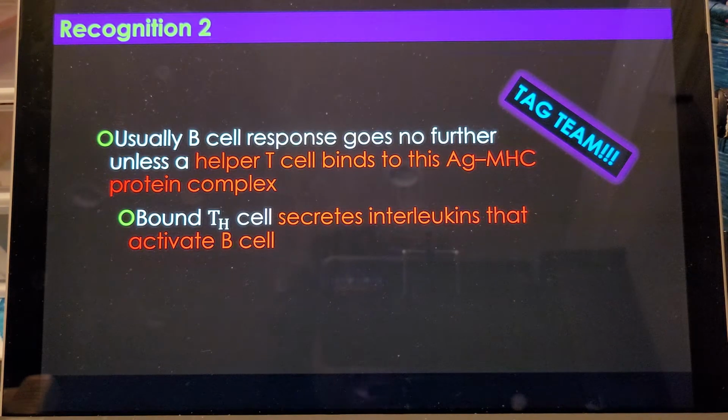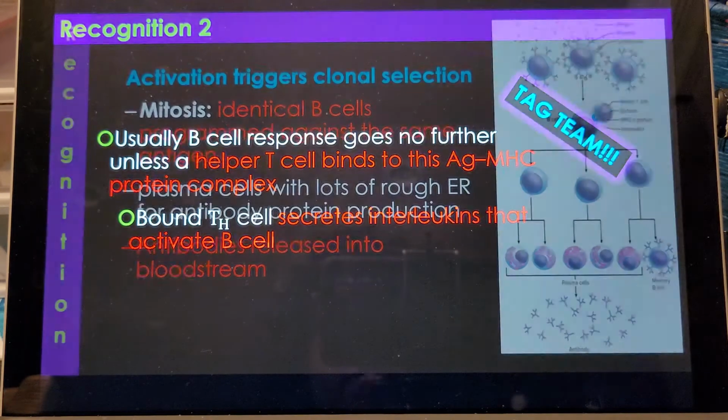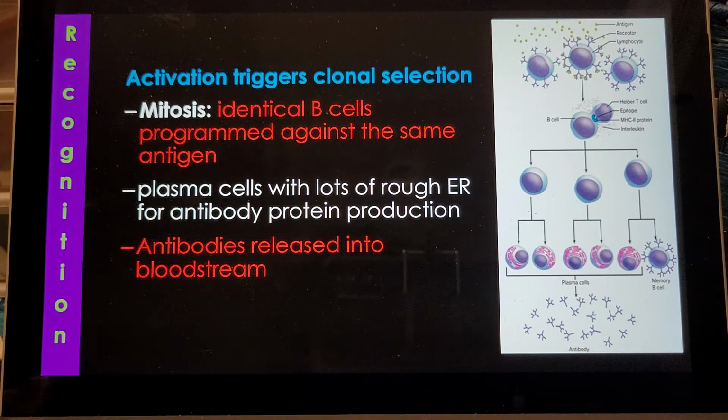But they need that T helper cell in order to get them going. So there's our tag team again. That T cell is going to secrete those interleukins so that the B cell can now actually go through the whole process of making a bunch of clones through mitosis and either becoming a plasma cell or a memory cell. So there's our mitosis, our B cells that are genetically identical to the original one that got activated by that T cell. All of those will respond specifically to that foreign pathogen.